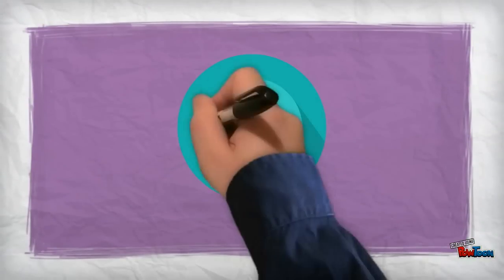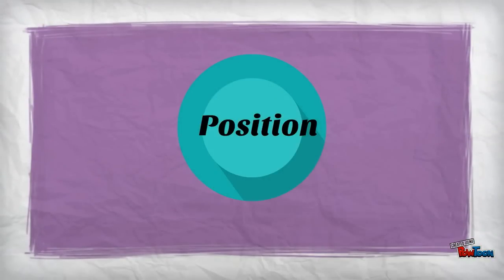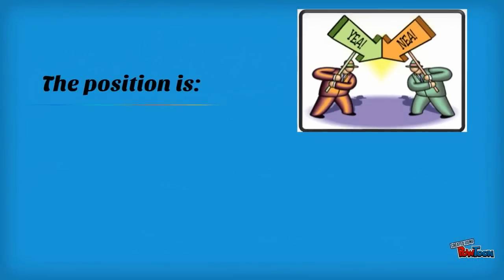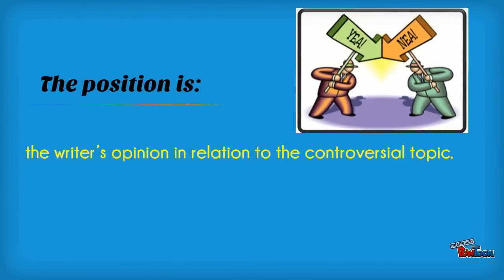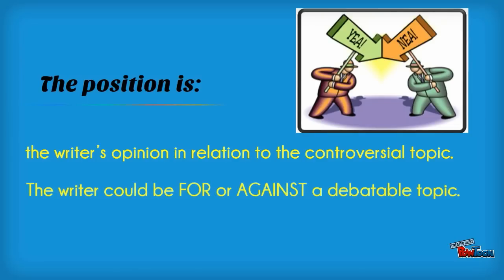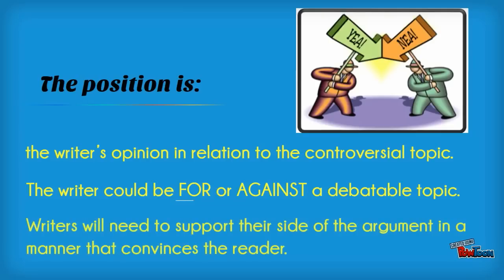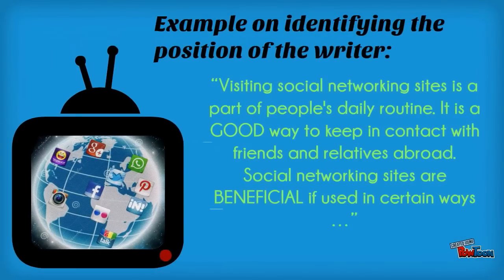Now we come to the position, which is the second critical reading skill. The position of the writer is usually the writer's opinion in relation to the controversial topic. The writer could be for or against a debatable topic. Writers will need to support their side of the argument in a manner that convinces the reader. Let's look at the following example.